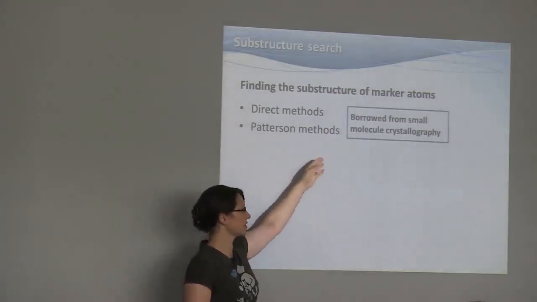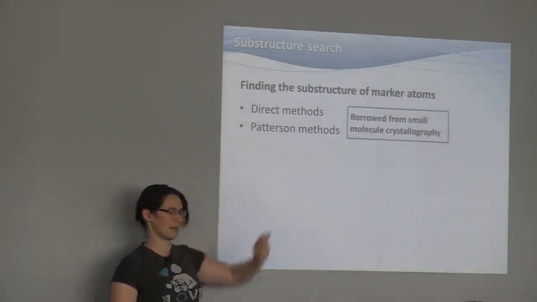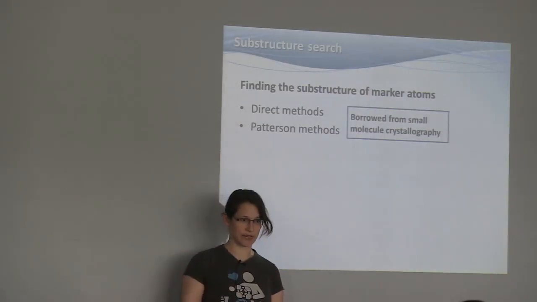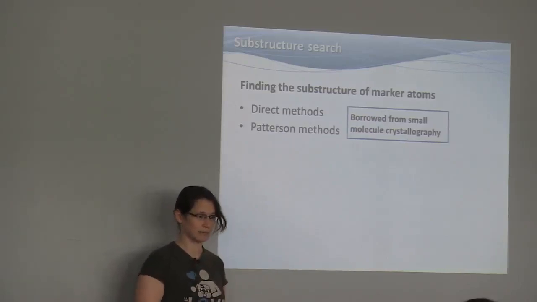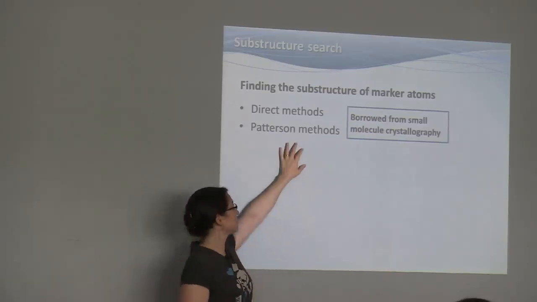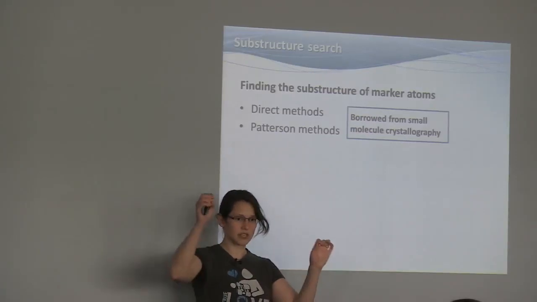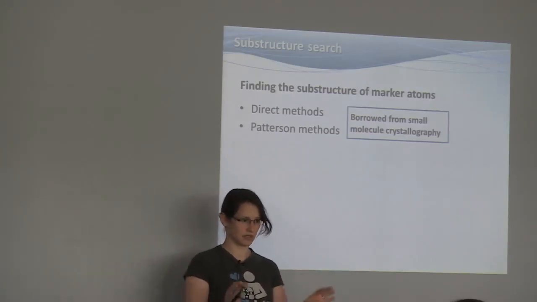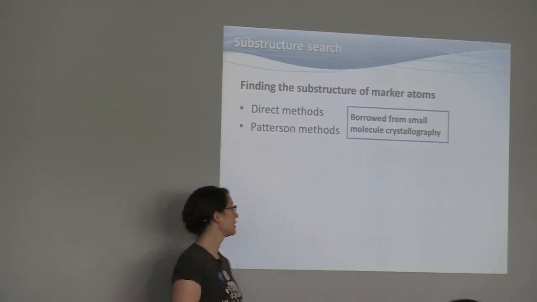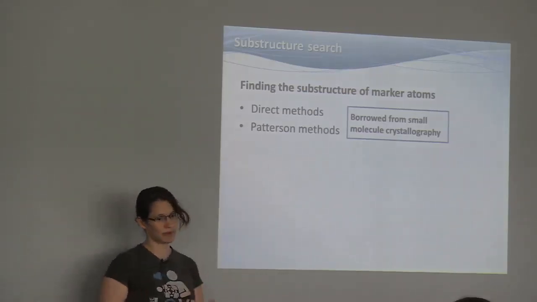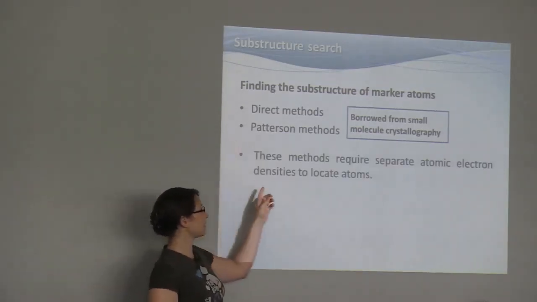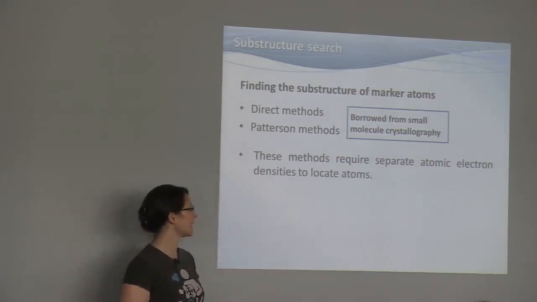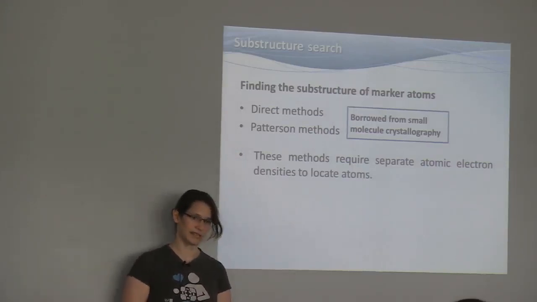So generally, we are borrowing the direct methods that I just mentioned, as well as Patterson methods from small molecule crystallography. I'm not going to talk so much today about Patterson methods because they are going to play a role in the next lecture, where we talk about anomalous maps and anomalous Patterson maps. But let me just say this. Patterson methods give you the vectors between atoms in a structure of relatively few atoms, and are also used in small molecule crystallography in a very old-fashioned way to resolve your small molecule structure. And both of these methods require separate atomic electron densities to locate the atoms.